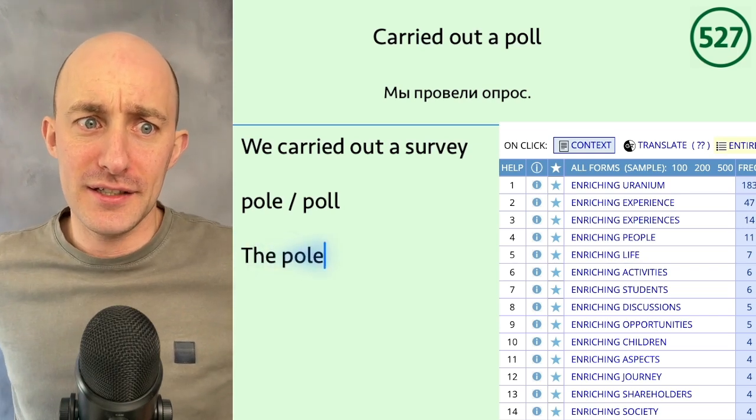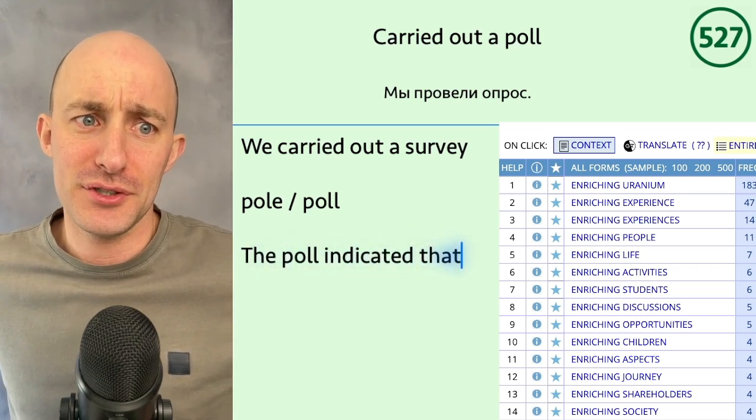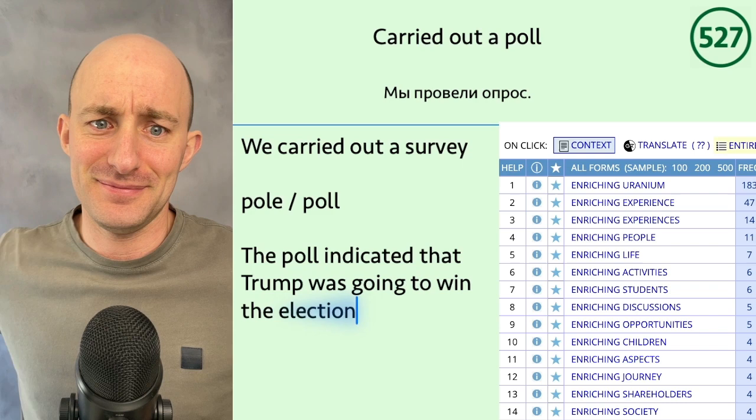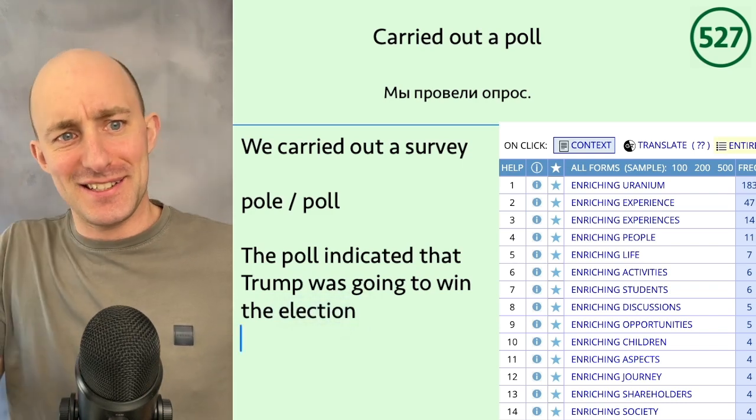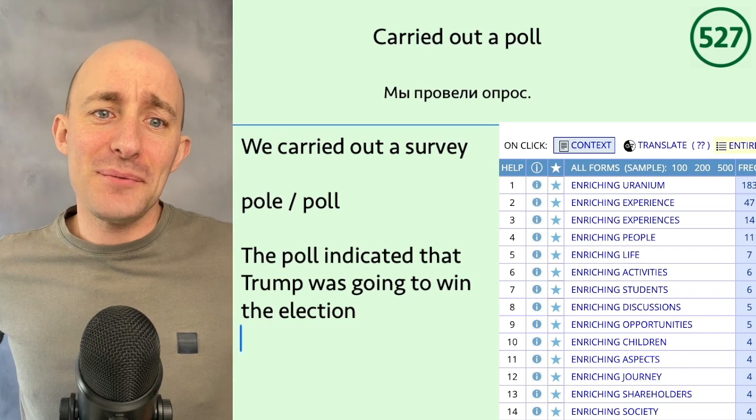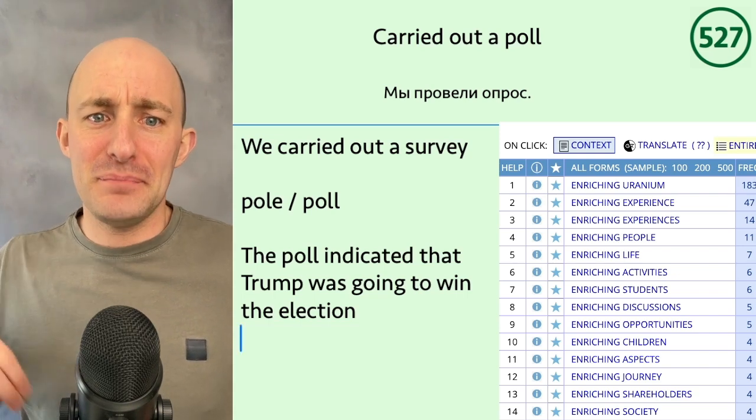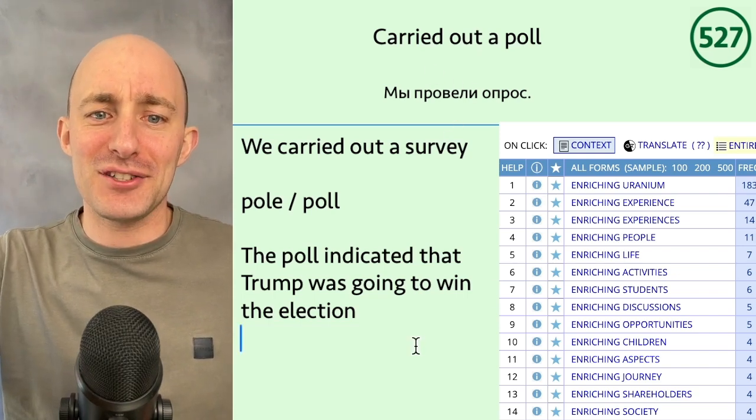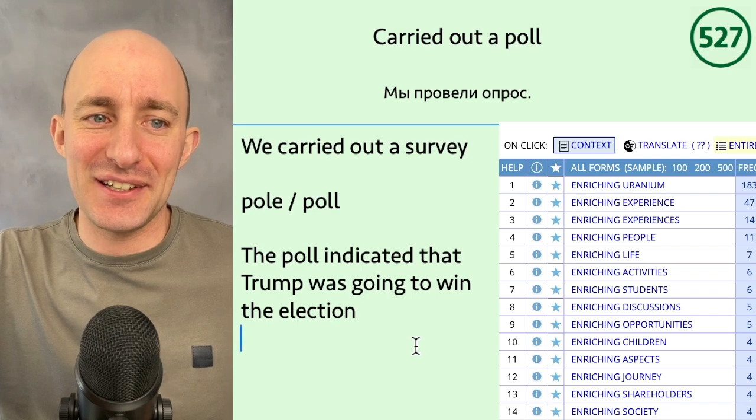The poll indicated that Trump was going to win the election. So in this context, voice typing understands which kind of poll I'm talking about. Опрос, poll. But with carried out, it couldn't guess the right one.